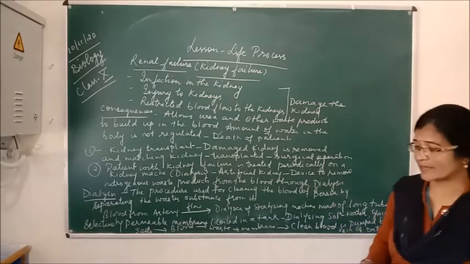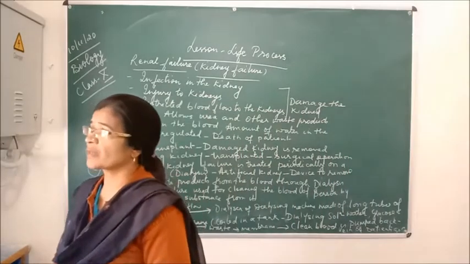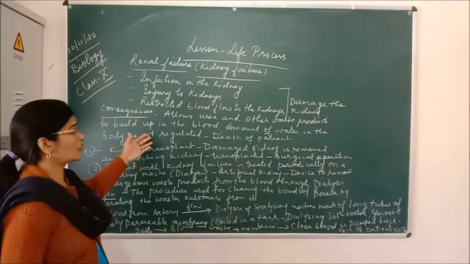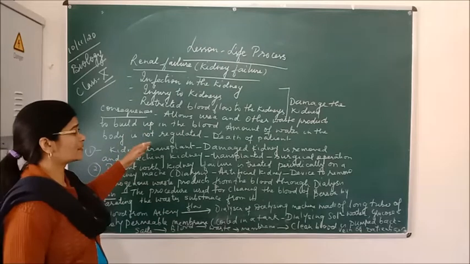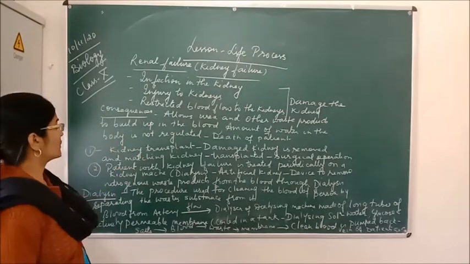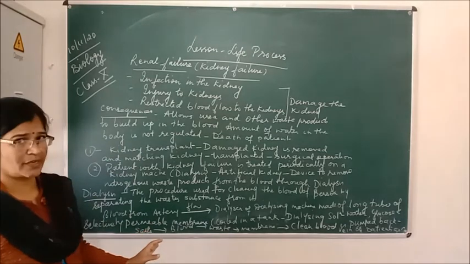What happens? The kidney gets damaged, and because of that, the kidney stops working properly, and the waste substances in the form of urea and other wastes get collected in the blood, which leads to the death of the patient. Now, what is the solution for this kidney failure patient?